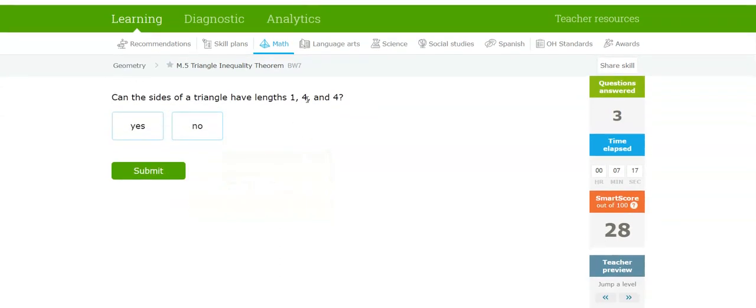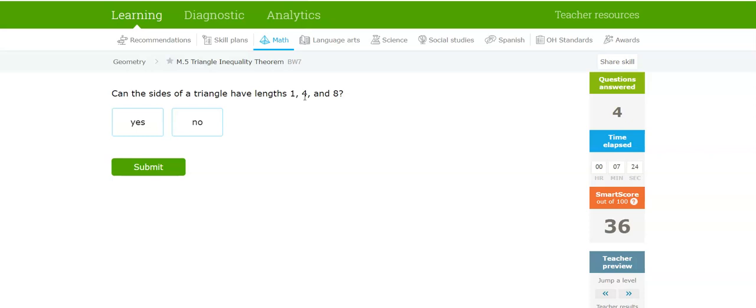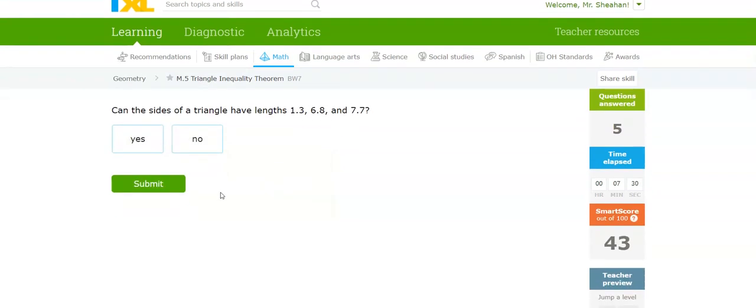Okay, here we go. 1 plus 4 is 5. 5 is bigger than 4, so yes. 1 plus 4 is 5. 5 is smaller than 8, so no. Okay, 1.3 plus 6.8 is 8.1, which is larger than 7.7.